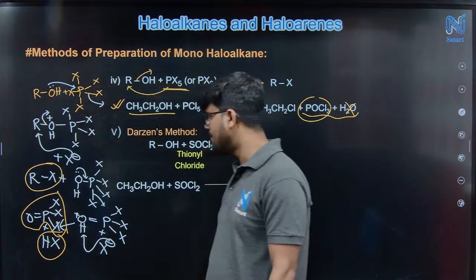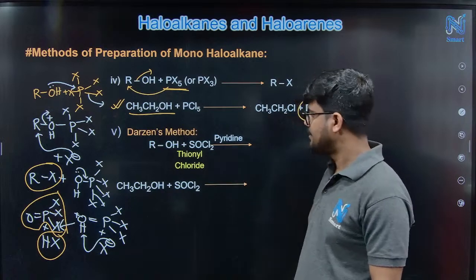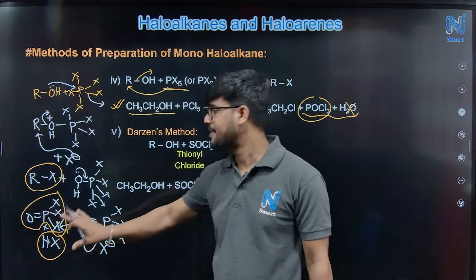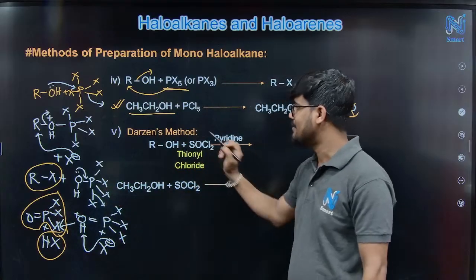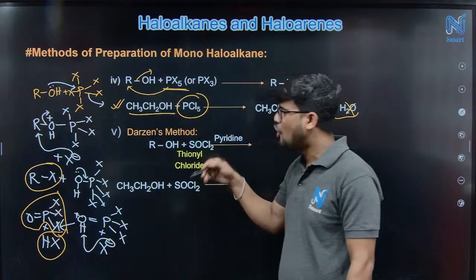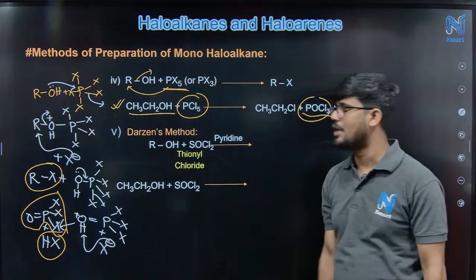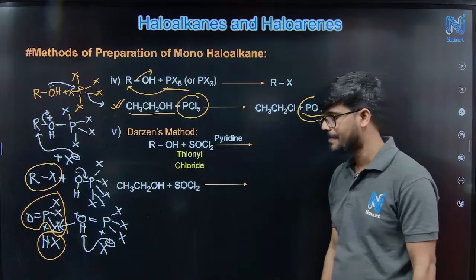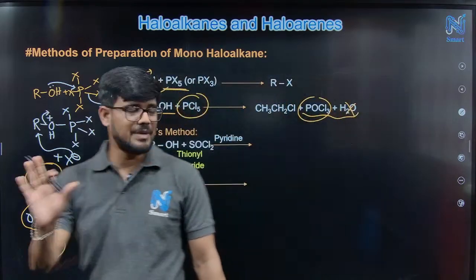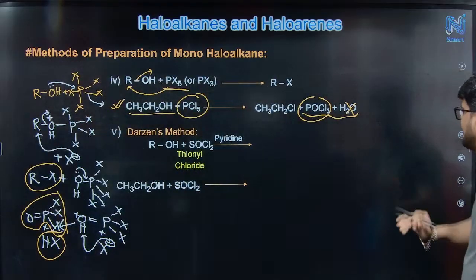HX also will be the byproduct. So this is the case. Next, exactly the same mechanism we will follow in this case, Darzens' method. Instead of PCl5 or PCl3, we are going to use SOCl2, which is thionyl chloride, in the presence of the base pyridine. Exactly almost the same type of mechanism. Let's see this mechanism.